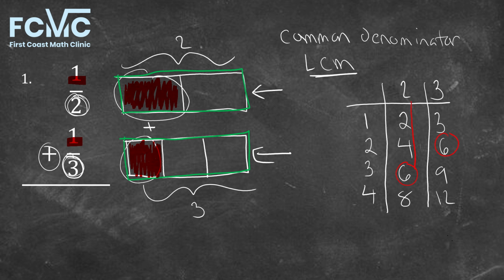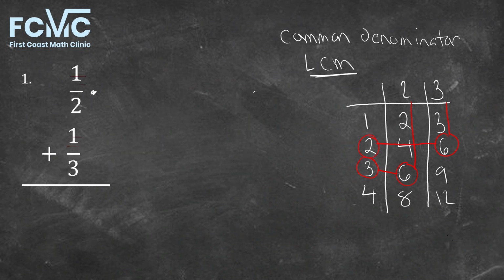What do we have to multiply 2 by to get 6? We have to multiply by 3. What do we have to multiply 3 by to get 6? We have to multiply by 2. So let's write that out over here. Let me clean up a little bit of this. So 1/2, I'm going to multiply that by 3/3. And 1/3, I'm going to multiply that by 2/2.